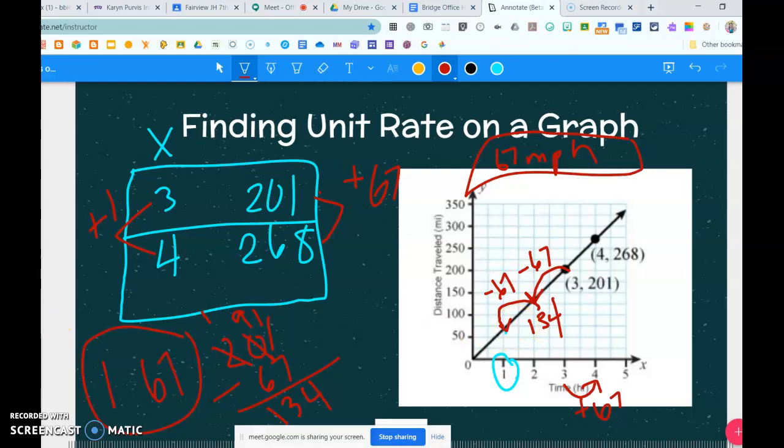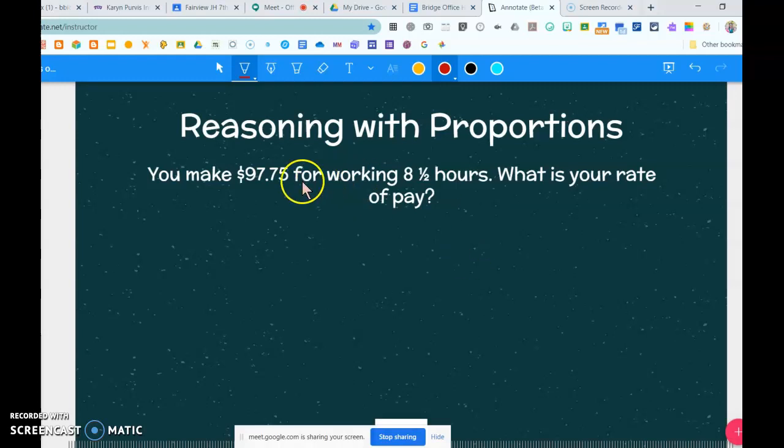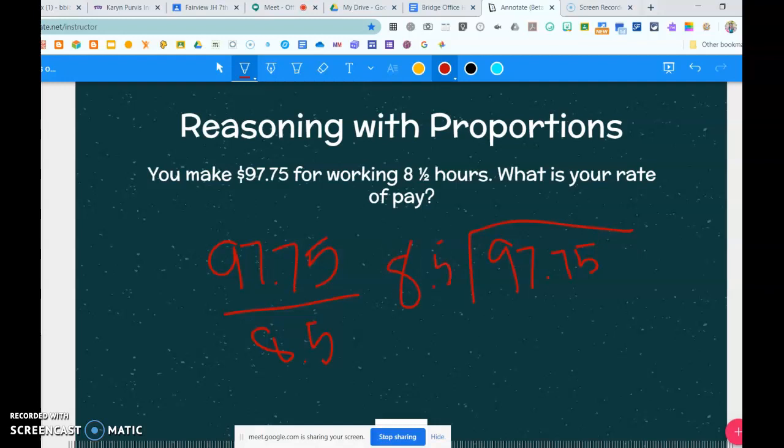Okay, we only have a few more slides. If you make $97.75 for working 8.5 hours, what is your rate of pay? Remember, if you work 0 hours, you get $0. So we just divide to determine what our rate of pay is. I prefer that y'all try to divide by hand because you aren't going to be using a calculator. But if you'd like to check your work before you click it on Imagine Math, I can understand that because it does take away quite a few points.